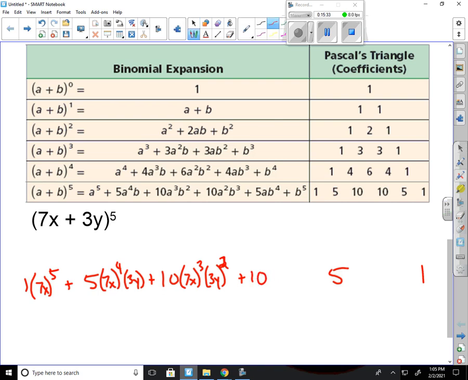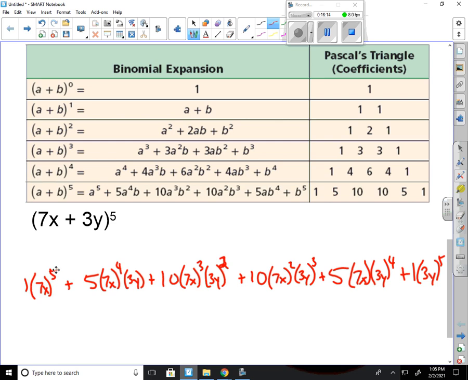and this is 10, 7x drops down to the 2nd power, 3y goes up to the 3rd, plus 7x to the 1st, and 3y to the 4th, plus 1 times 3y to the 5th. All right, now we just start simplifying.